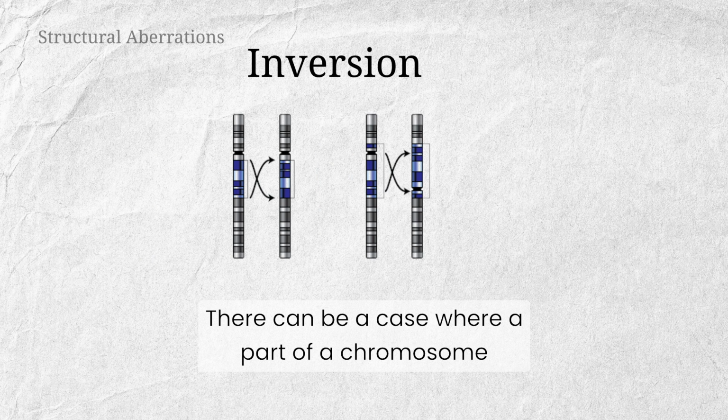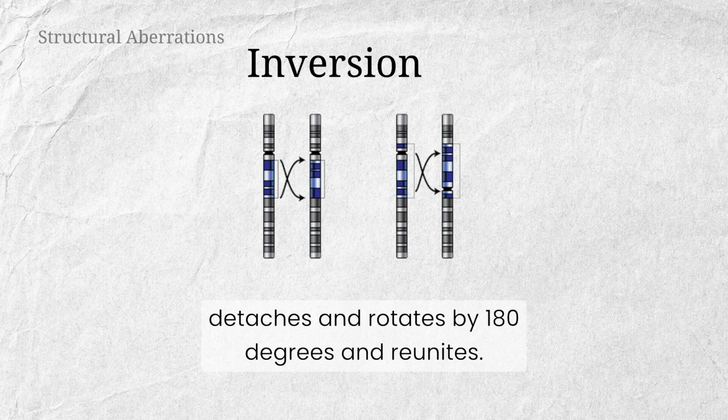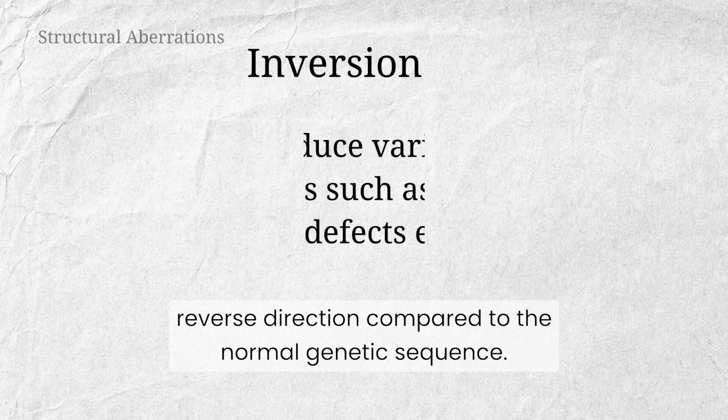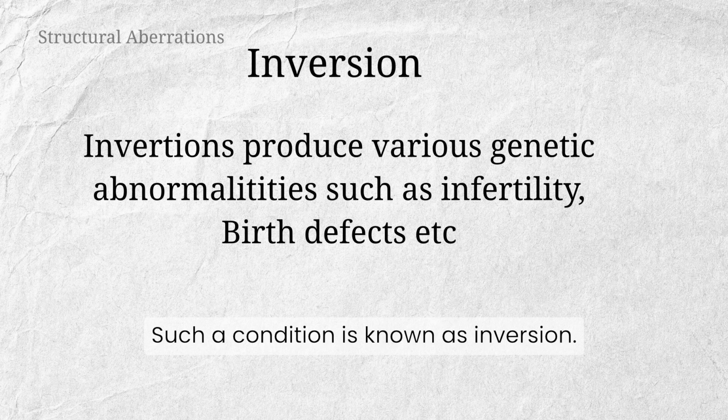There can be a case where a part of a chromosome detaches, rotates by 180 degrees and reunites. In such a case, the ends of such a part will lie in the reverse direction compared to the normal genetic sequence. Such a condition is known as inversion.